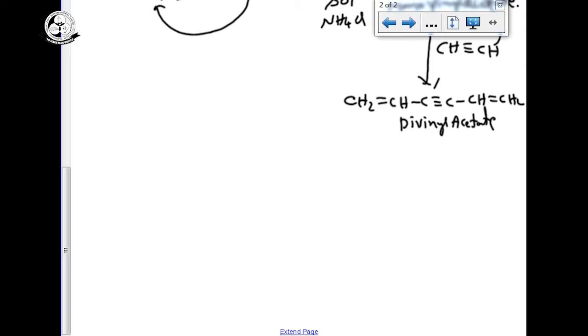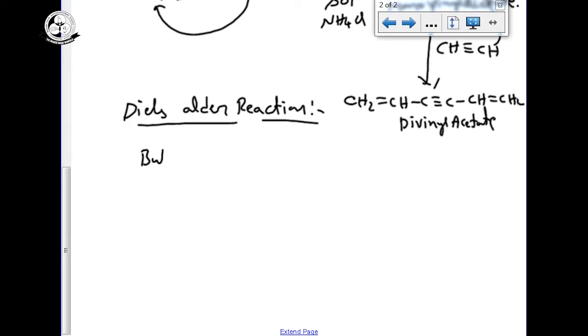So we are having one special name, that is Diels-Alder reaction. One special named reaction, Diels-Alder reaction. So I am taking 1,3 butadiene, reaction with acetylene to give adduct.